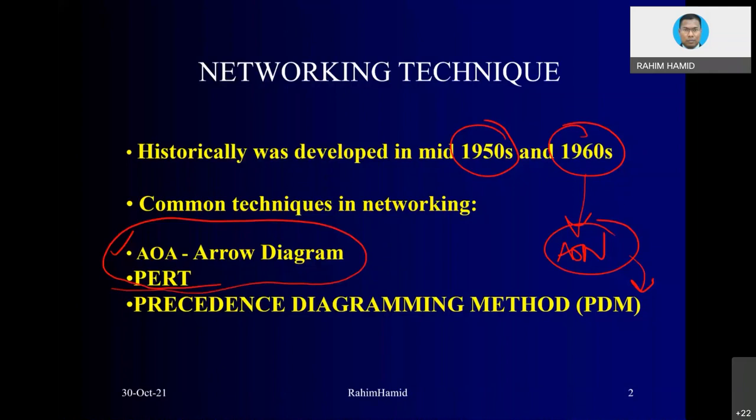The basic similarity between the AOA and AON diagrams is that they use the same predecessor or logic relationship, called finish to start. That is very simple: after we finish activity A, then we start the following activity. That is the basic type of relationship. But when we talk about the precedence diagramming method, there are three more additional relationships that we can use. We can look at those later on.